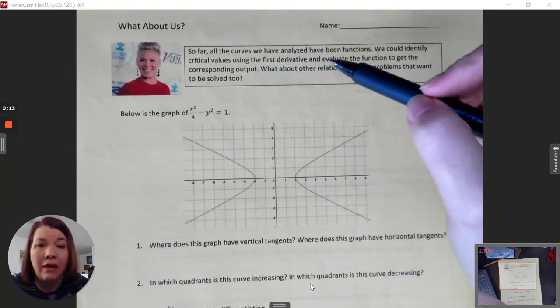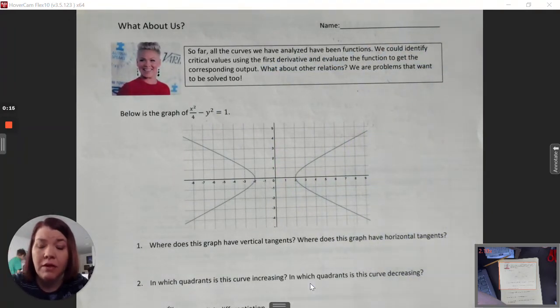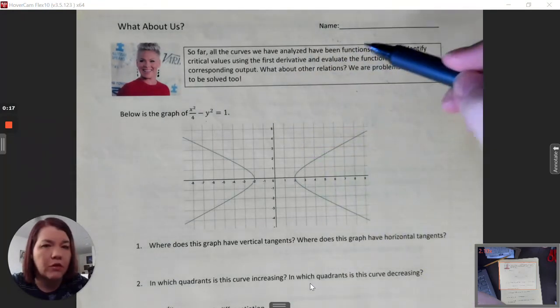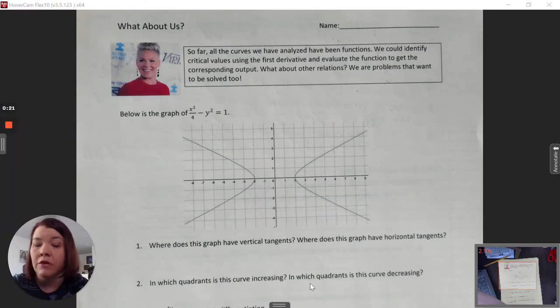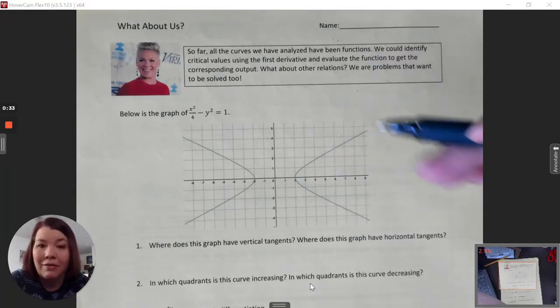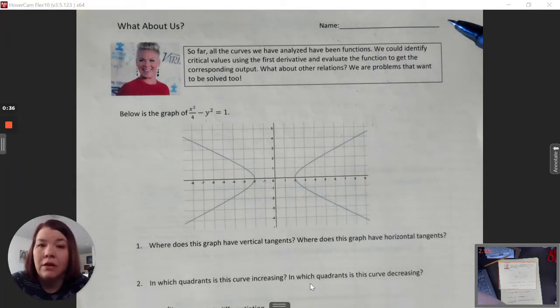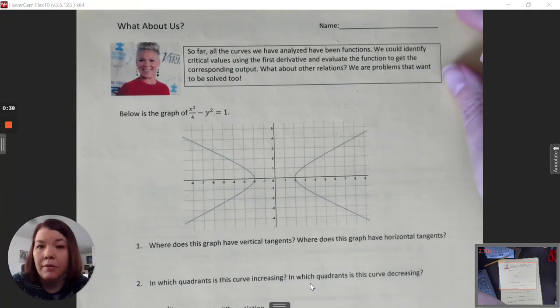So far we've analyzed functions. Everything we've analyzed is a function. We can identify critical values in the first derivative and evaluate functions to get the corresponding output, so we can tell if it's a max or a min. We can decide what's concave up using the second derivative, all that good stuff. But now, what do we do when we have something that's not a function? Do these things still work? They want to be solved too.